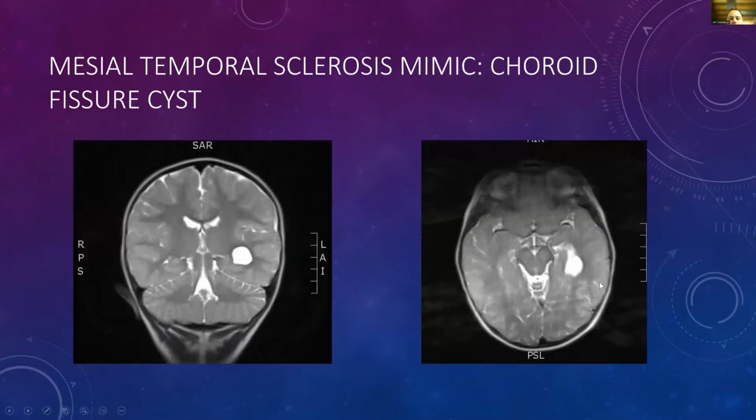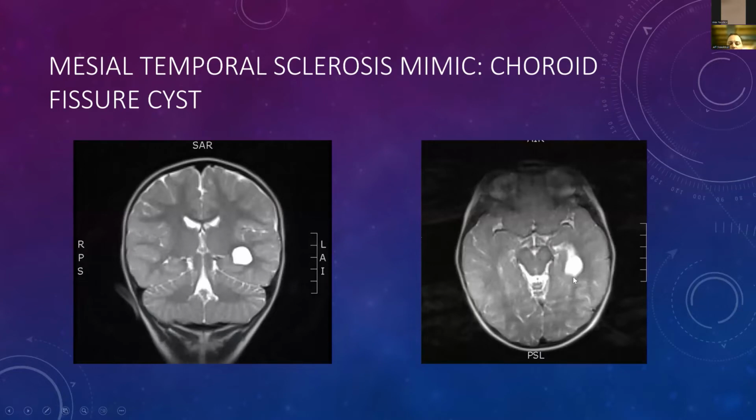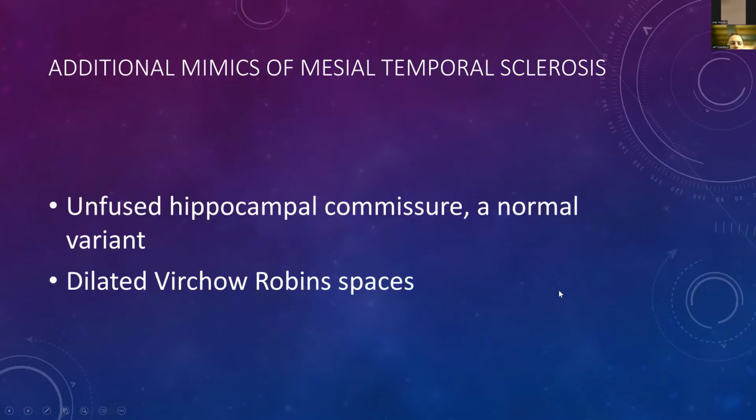There are mimics that will have a similar appearance. If you have an unfused hippocampal fissure, which is a normal variant, you'll have more of a cystic area that will be further posteriorly or dorsally. Then dilated Virchow-Robin spaces will have more of a clustered cyst type appearance.